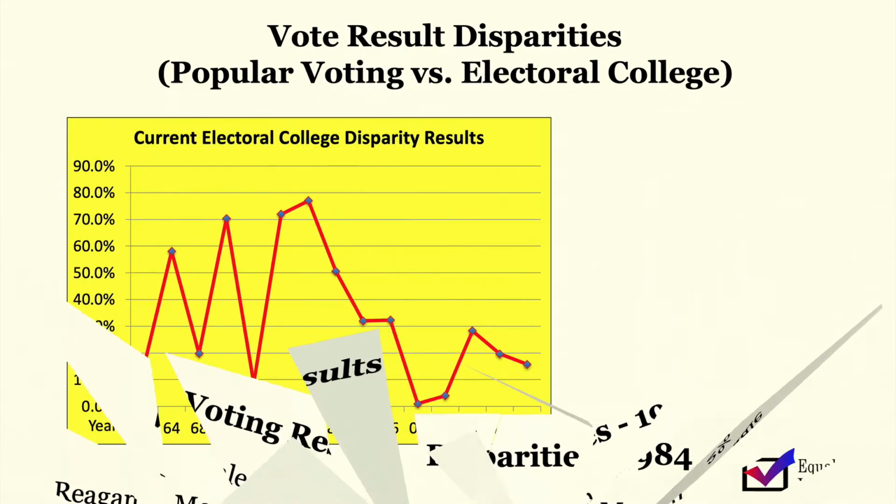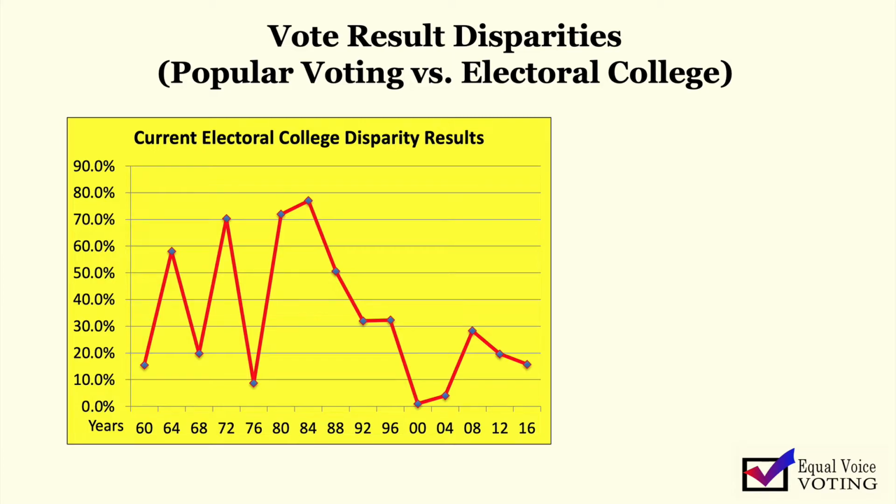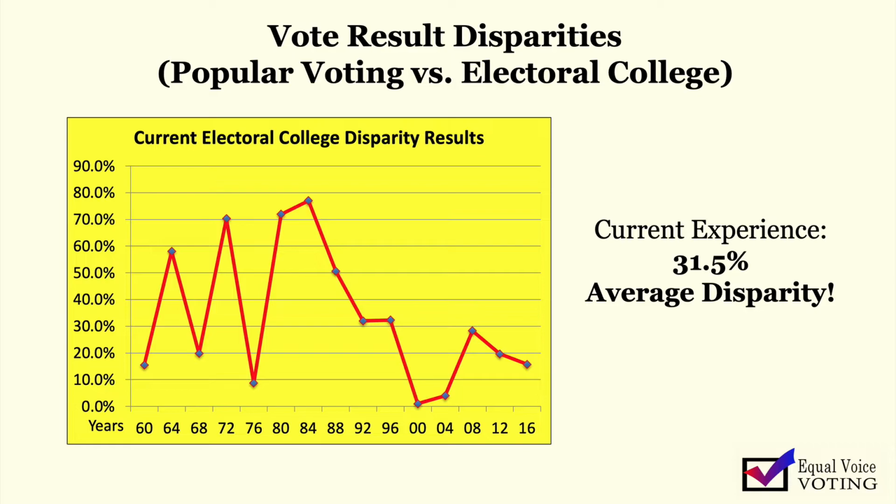The disparities have varied a lot over the last 15 elections. Here's a graph showing the years along the bottom. It starts with 1960 on the left and ends with 2016 on the right. The average disparity over these 15 elections is 31.5%. And you see only 3 elections were within the 10% range.